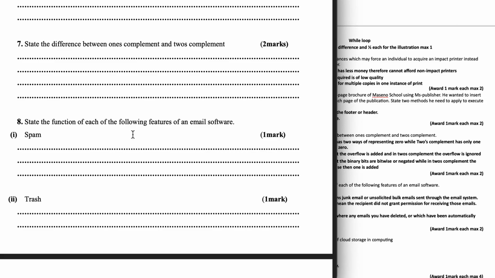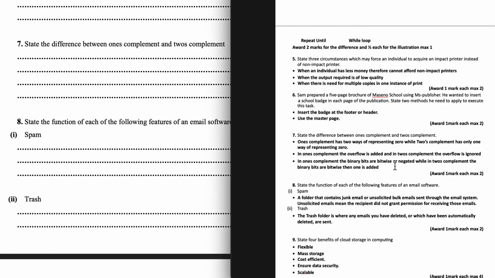Question 8. State the function of each of the following features of an email software: spam. A spam is a folder that contains junk email or unsolicited bulk email sent through the email system. Unsolicited emails mean the recipient did not grant permission for receiving those emails.